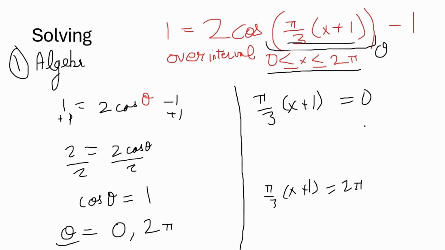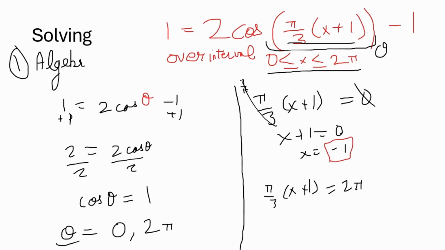So now we can just solve for x. You multiply both sides by 3 over pi. This just gets cancelled because there's a 0 here. So it becomes x plus 1 equals 0. X equals negative 1. That's our first answer.